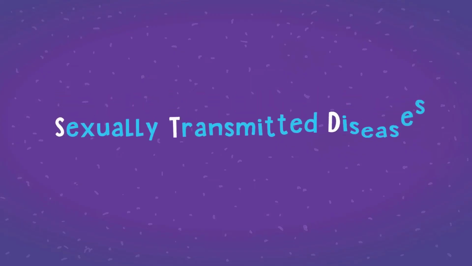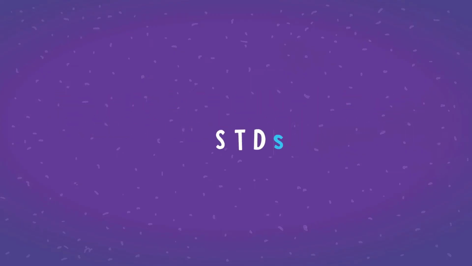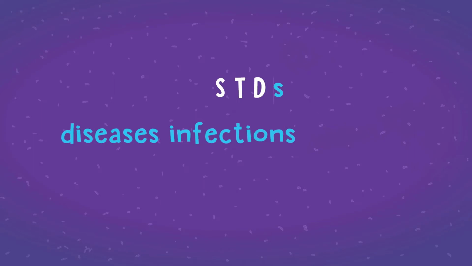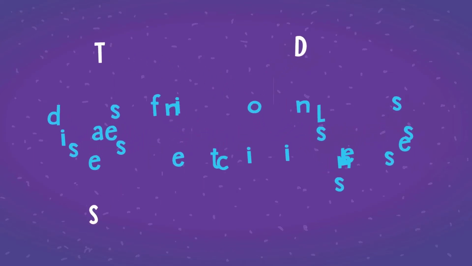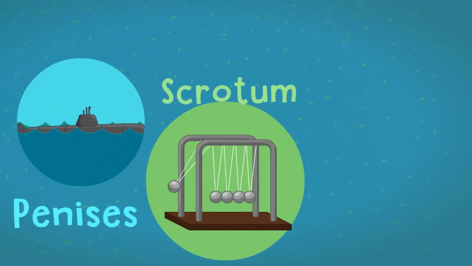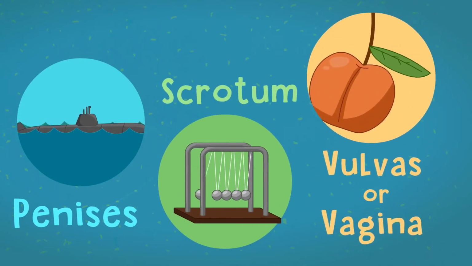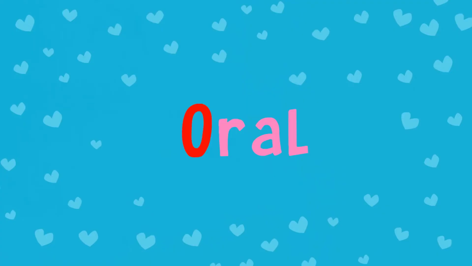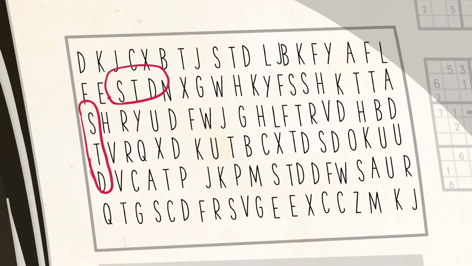Sexually transmitted diseases, or STDs, are diseases, infections, or illnesses that can be spread from a person with an STD to another through sexual contact. That includes genital-to-genital contact, which is contact with penises, scrotums, vulvas or vaginas, to any kind of sex, oral, anal, or vaginal sex. Some STDs are fairly common, so there's nothing to be embarrassed about if you ever get one.